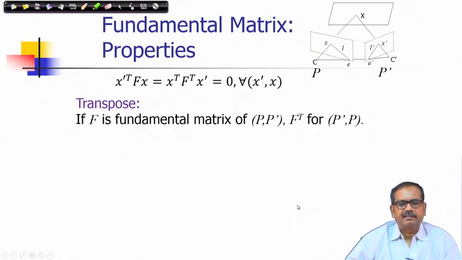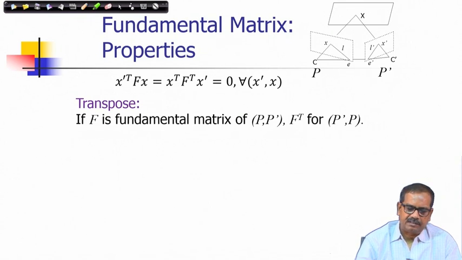Next is this transposition that we have observed: if F is the fundamental matrix of camera setup P, P prime. We will be denoting a stereo setup by a pair of camera matrices. The first one in that couplet will denote the camera matrix of the reference camera. So, if F is the fundamental matrix for the setup P, P prime, then for P prime, P, F transpose will be its fundamental matrix.